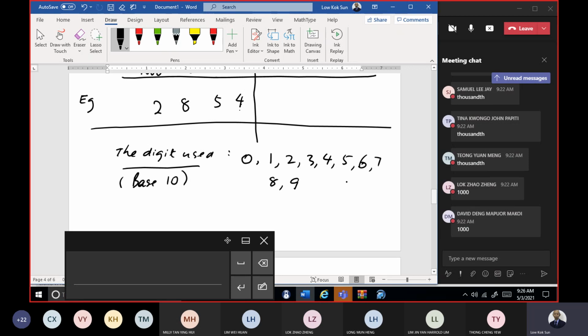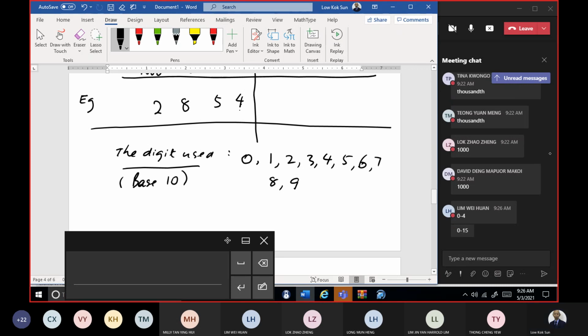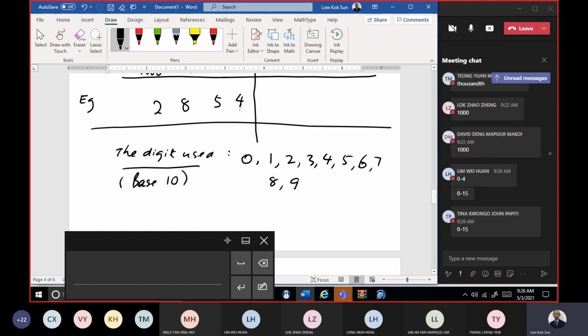In base 5, what are the possible numbers used? 0 until 4. Good. In base 5, you can use until 4. There is no such thing as 5 there. In base 16, what are the possible numbers? In base 16, yes, 1 until 15. You can use numbers 1 until 15. Now we will come to that.